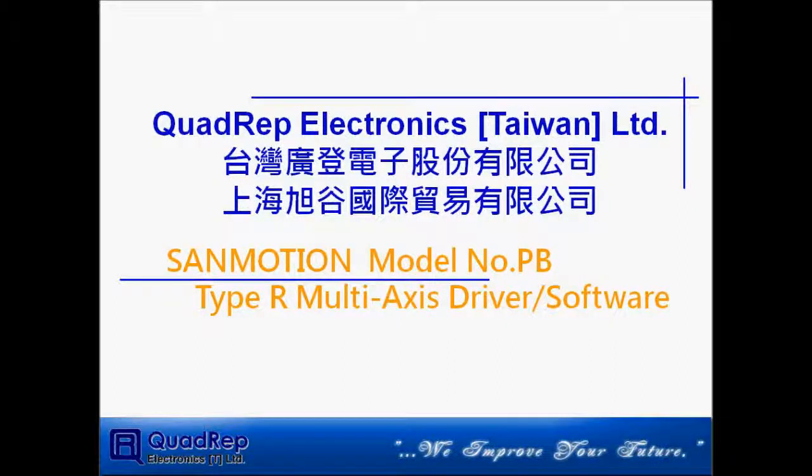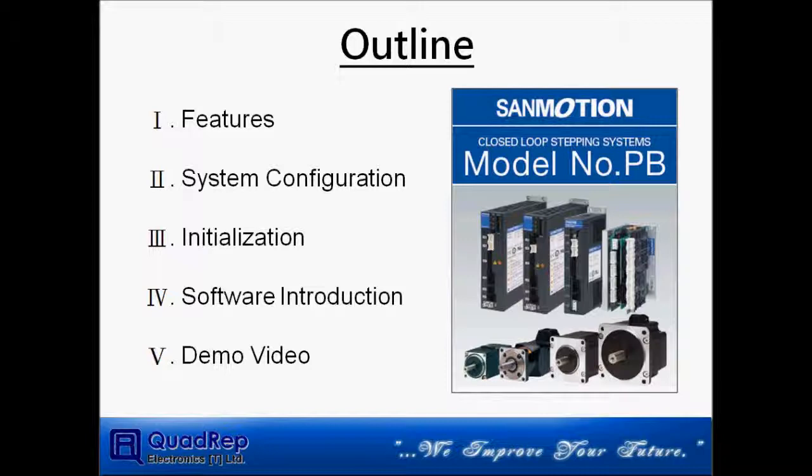In this video, we are going to introduce Type R multi-axis driver of SANMOTION Model PB and also introduce the software function. And this is today's outline. First, we will introduce the features of PB system and then let you know the system configuration. Next, we will tell you how to initialize Type R multi-axis driver and introduce the software. And we provide two demo videos to display the motor's movement.